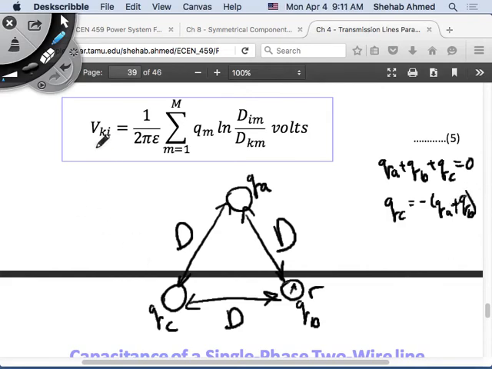So I would like you to find the voltage, then the capacitance. Find the voltage VAB between conductors A and B. This is A, this is B.